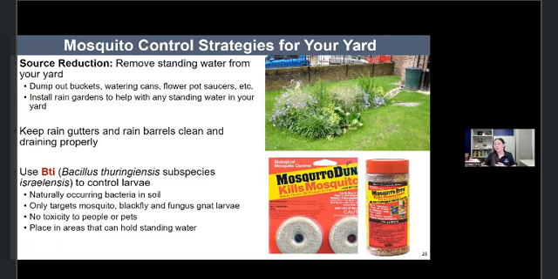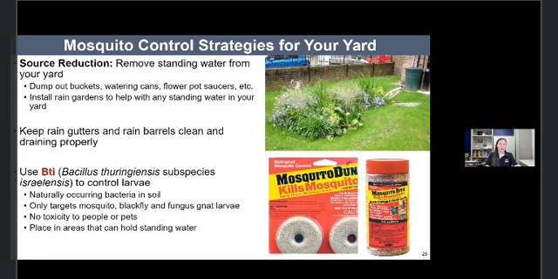Or you could use the mosquito bits, which are basically little pellets, which are better for smaller bodies of standing water. Or if you have a kind of a floodplain in your yard, I suggest using the bits over the dunk. But BTI is a great way to control mosquito larvae if you have any standing water that you can't remove from your yard. And BTI will come back in a few slides.